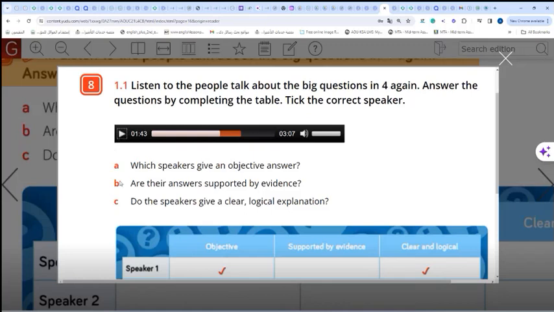Okay, what do you think? Objective, teacher. One, 2, 3, objective. Okay, and 4 also. Are you sure? So 1, 2, and 4. Okay, let's check. So 1, 2 are objective. Yes, you are right, and even clear and logical.